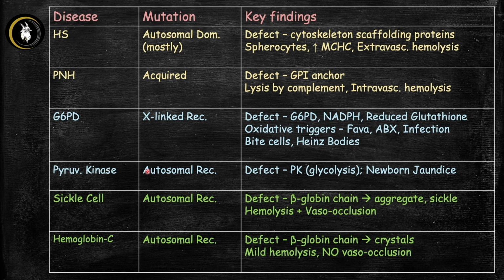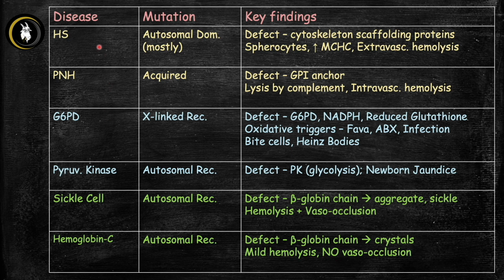Next was pyruvate kinase. This was autosomal recessive. The defect was in the pyruvate kinase enzyme of glycolysis, and the key finding here was newborn jaundice. Next was sickle cell disease. This is autosomal recessive. The defect was in the beta globin chain that led to aggregation and sickling of the red blood cells and caused not only hemolysis, but also vaso-occlusion. And then finally, hemoglobin C disease, also autosomal recessive, also a defect in the beta globin chains that caused formation of crystals, in this case only very mild hemolysis and no vaso-occlusion.